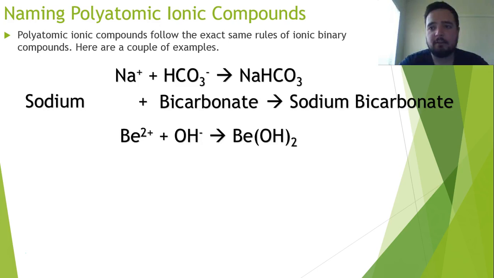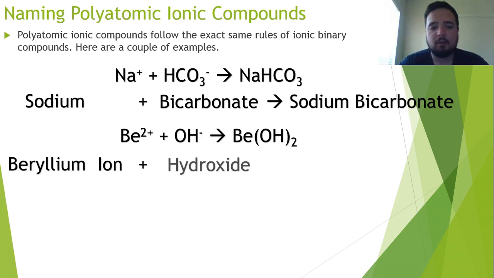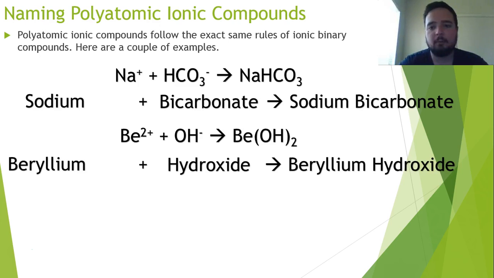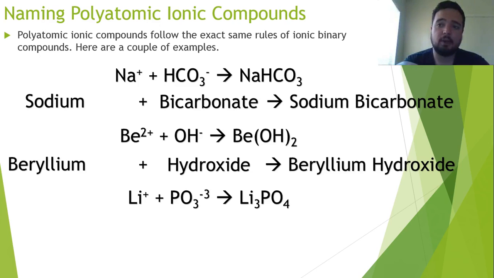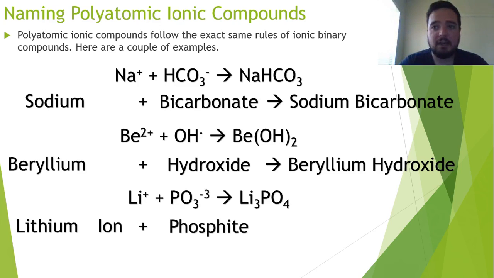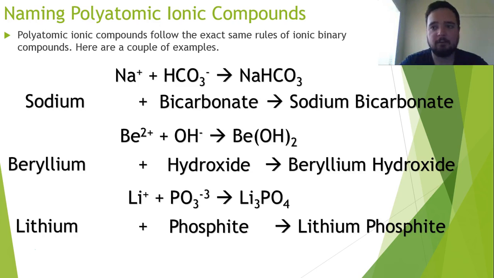If I have beryllium and hydroxide, you have beryllium ion plus hydroxide. You drop the ion, and now it becomes beryllium hydroxide. And then lithium, this one's weird because if you look at phosphate on your chart, it's PO4 3-. This one is PO3. So this is following that number line rule that I just said. So it's 1 oxygen less than phosphate. So we know it's going to have a different prefix or suffix to it. So it's going to be the lithium ion plus phosphite, because it's 1 oxygen less than phosphate. You drop the ion, and now it's lithium phosphite.